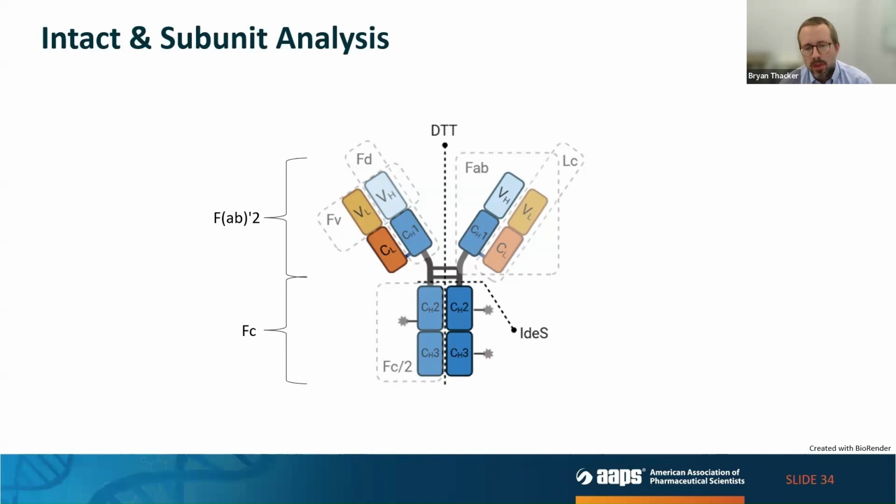Digestion with the enzyme IdeS produces a very specific cleavage at the hinge region of the ADC. So that liberates the F(ab')2 portion of the antibody from the Fc portions, again breaking it down as a way to reduce the complexity of the ADC. We can also reduce the molecule using a reagent like DTT to eliminate the disulfide bonds, and that would further break down the subunits and separate them from each other so we can look at them independently and characterize and monitor the structural features of each of those.